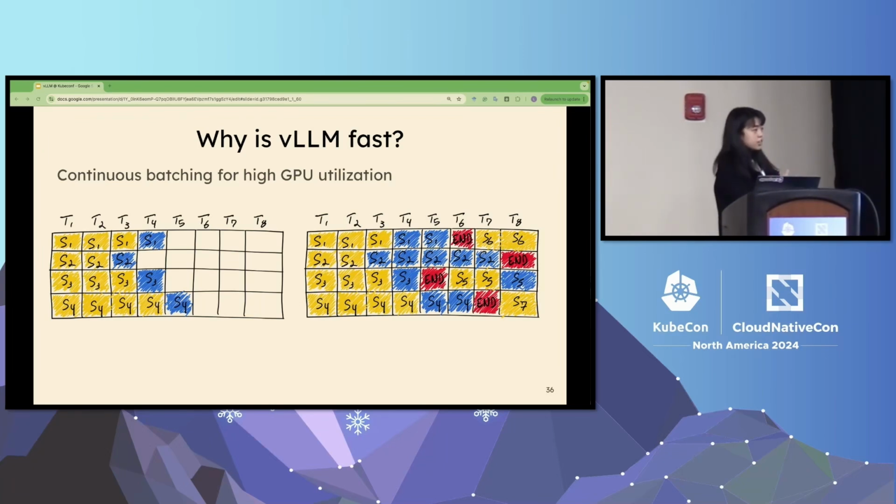So basically, batch requests of different lengths into the same batch to increase your batch size, to reduce the waste of the memory.